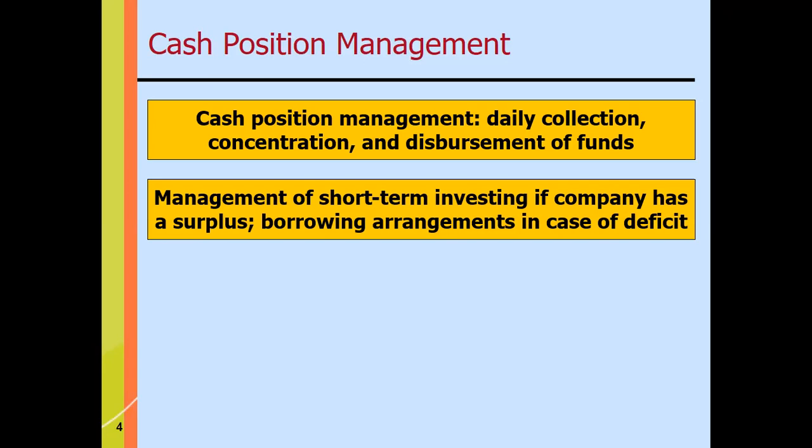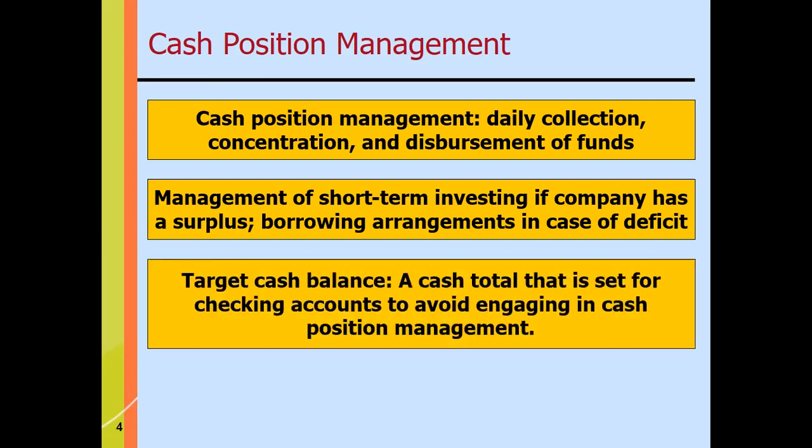Then borrowing arrangements: we borrow more money if there's a deficit, meaning we have a shortage of cash. Target cash balance is a cash total that is set for checking accounts to avoid engaging in cash position management. So there is really that particular amount of money that is being set aside or kept as balance so that it can be usable as we go along.